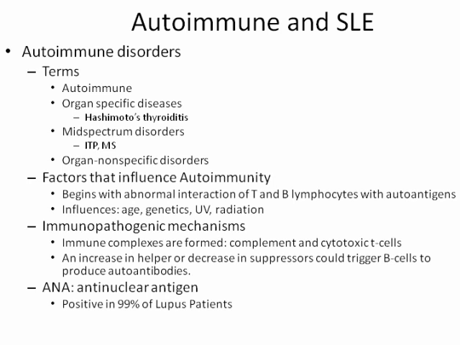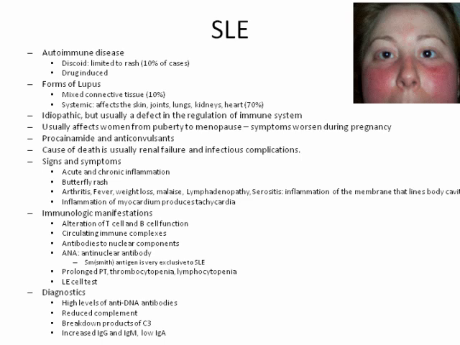We can have immunopathic mechanisms where immune complexes are formed. They can involve complement and cytotoxic T cells. And we can have an increase in helper or decrease in suppressor T cells that can trigger B cells to produce autoantibodies as well. One of the tests that we do is the ANA, antinuclear antibody. This is positive in 99% of lupus patients. But it's not just present in lupus, it's present in other diseases as well, which we'll see here in a minute. We'll start with the most common one, which is systemic lupus erythematosus.